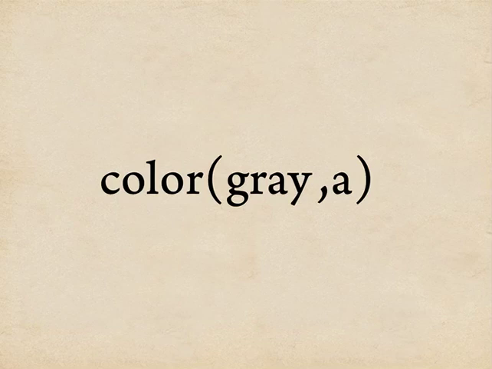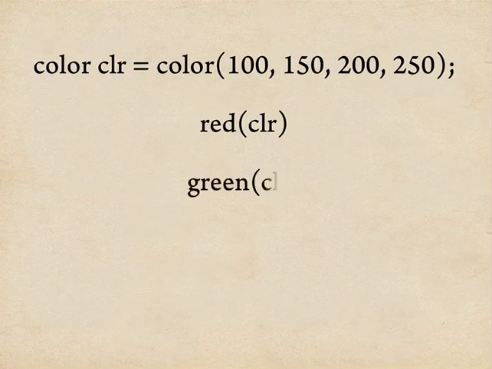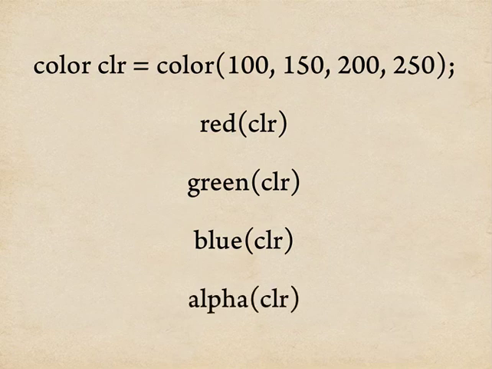Now, we've seen that we can extract the color components from a color using red, green, and blue, and of course we can get back the alpha as well. So here's a color variable I'm creating. I'm calling it clr, just for convenience, and I've given it some very recognizable values: 100, 150, 200, 250. If we want to get the red value, we just call red on clr. The green value and the blue value are the same. We call red, green, and blue, or we call alpha. And that will give you back the value of alpha for this particular color. And of course, you can also call hue, saturation, and brightness.